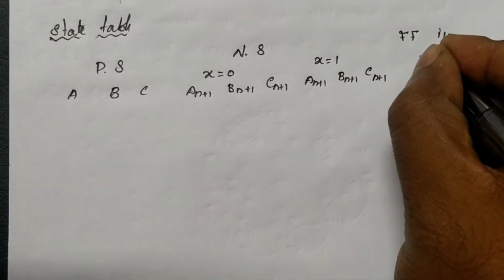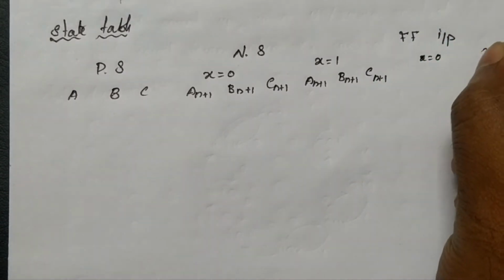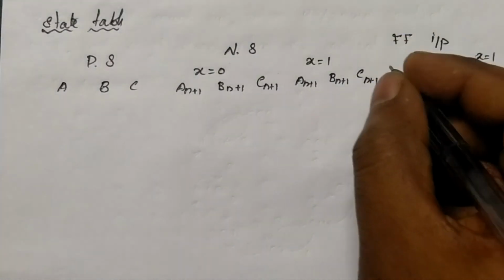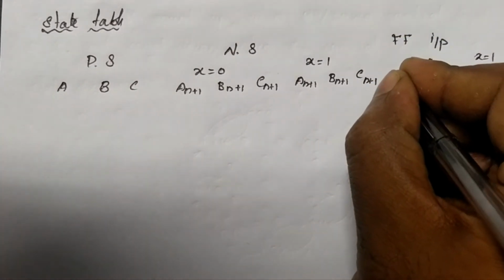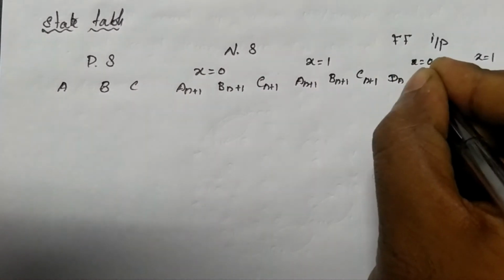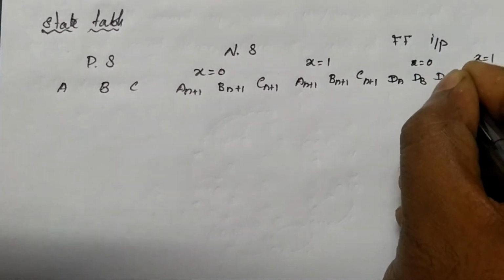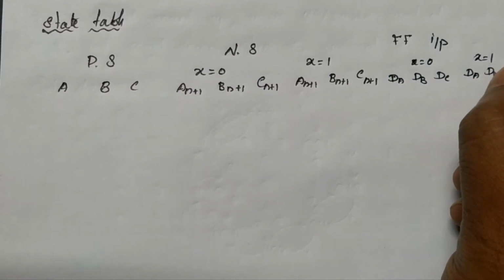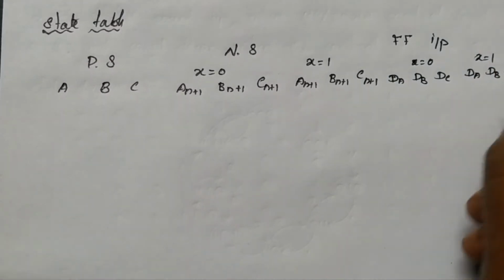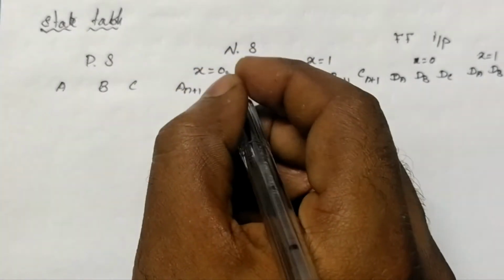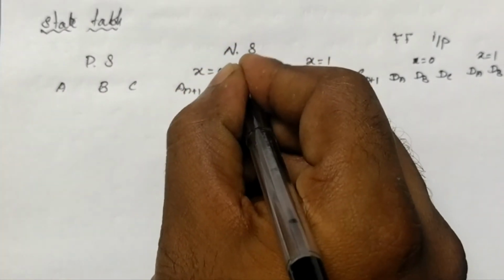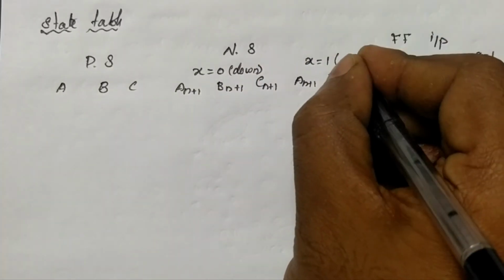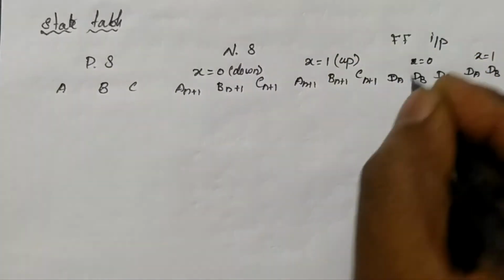Likewise the flip-flop inputs also depend on the input. Therefore X is equal to 0 and X is equal to 1. For X is equal to 0, it's DA, DB, DC. Likewise for X is equal to 1, DA, DB and DC. So when X is equal to 0, it performs down count. When X is equal to 1, it performs up count.